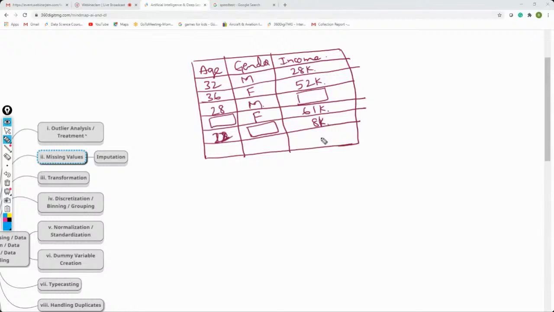What do you do with these missing values? If you give this data as is to your machine learning algorithm, do you know what it would do? It would simply delete the entire row. So the entire row will be deleted.